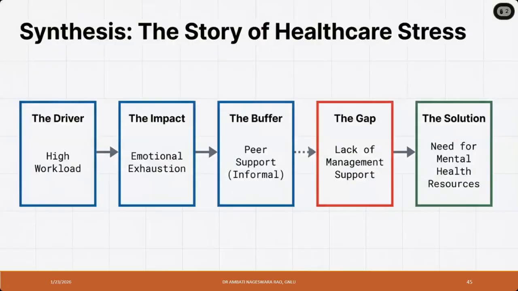At the end, you can see the story. High workload is a major problem. This high impact leads to emotional exhaustion. And to cope, they discuss with their team members and peer group members, and they find how to solve the problem. Lack of management support is a major problem here. So we need a solution to come up with the best mental health resources for these people, right?